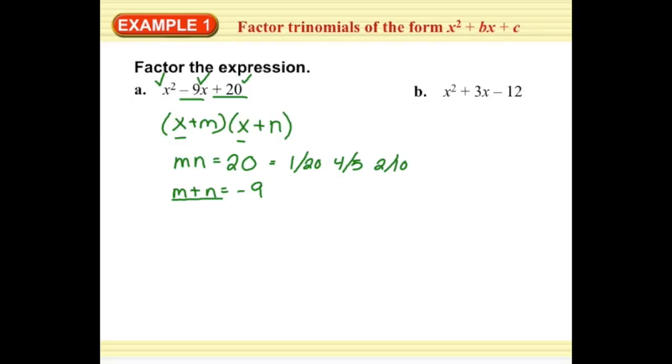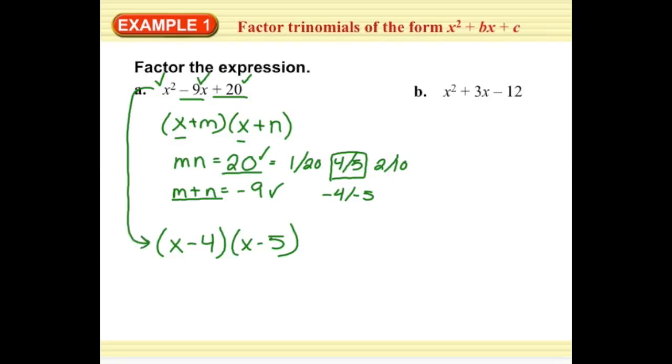So when I think about adding any set of those factors, the ones that add up to 9 are 4 and 5. But 4 plus 5 doesn't equal negative 9. So I'm going to need to use a negative 4 and a negative 5. That tells me negative 4 plus negative 5 equals negative 9. And two negatives multiplied together equal positive, so negative 4 times negative 5 is positive 20. So now that I have that information, I plug it back into my formula, x minus 4 times x minus 5, and that's going to be my equation factored.